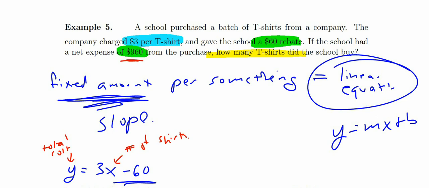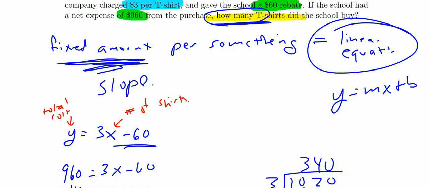Okay, then the rest of it is, what do my variables stand for, and what do they give me, and what am I looking for? Okay, the x was the number of shirts, what it was equal to was the cost, and then it gives me a cost and asks about how many shirts. So I know I'm putting another number in for the y, and trying to find out what the x is.